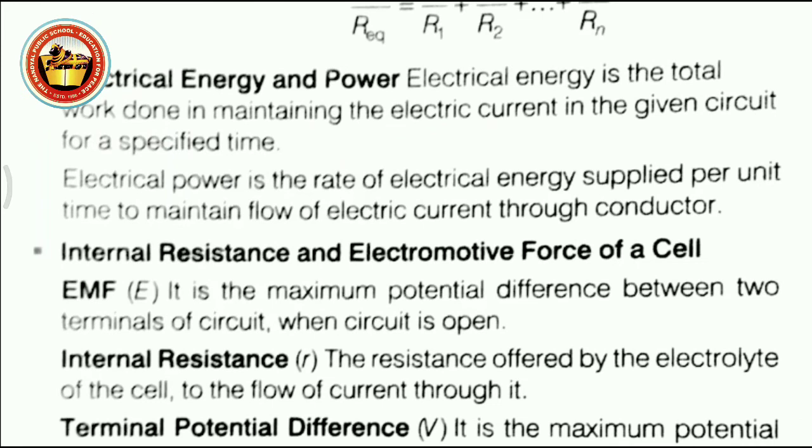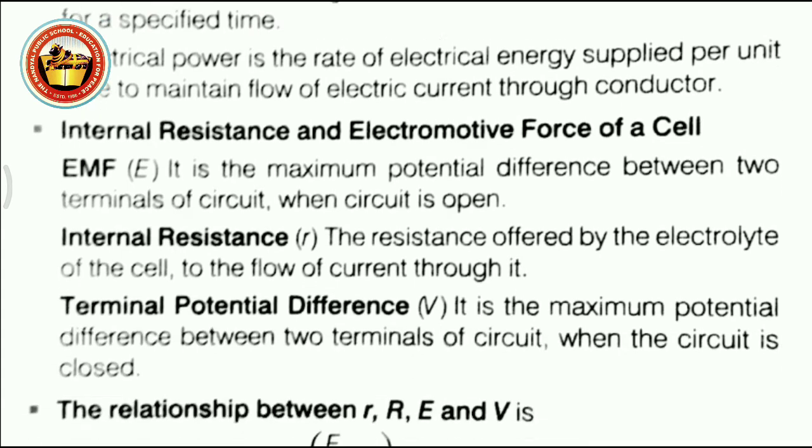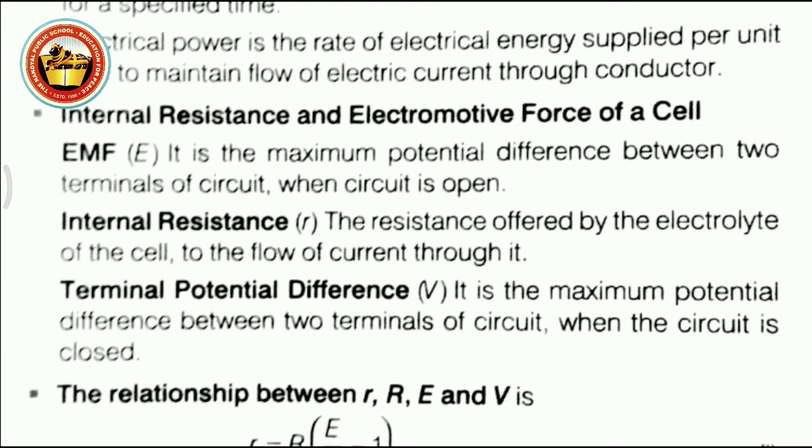Electrical energy and power. Electrical energy is the total work done in maintaining the electric current in the given circuit for a specified time. Electrical power is the rate of electrical energy supplied per unit time to maintain flow of electric current through conductor. Internal resistance and electromotive force of a cell. Electromotive force EMF E. It is the maximum potential difference between two terminals of circuit when circuit is open.